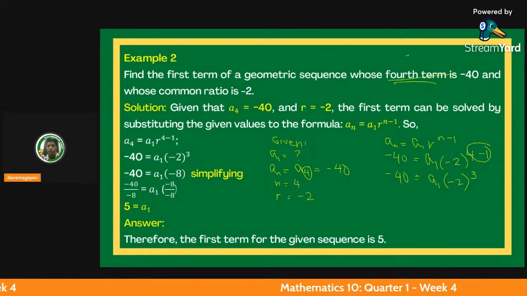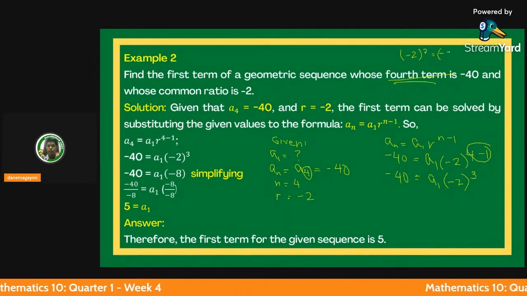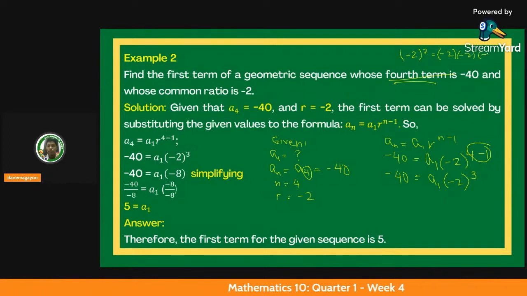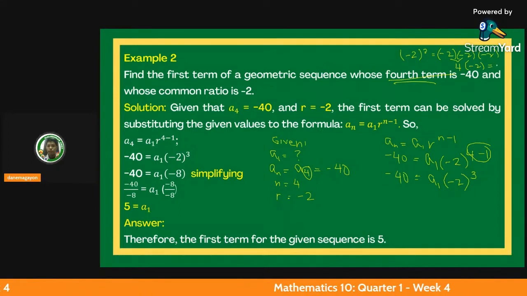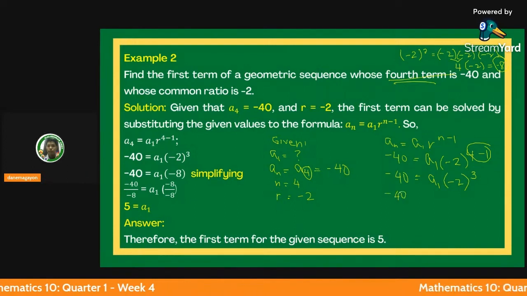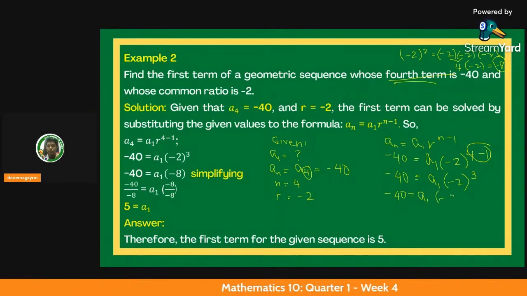Then after this, when you have open and close parentheses for the quantity negative 2 raised to 3, it means you multiply negative 2 by another negative 2 by another negative 2. When you multiply negative 2 by negative 2, the resulting value is 4. Multiply it by another negative 2, so the new product will be equal to negative 8. So we have negative 40 equals a sub 1 times negative 8.